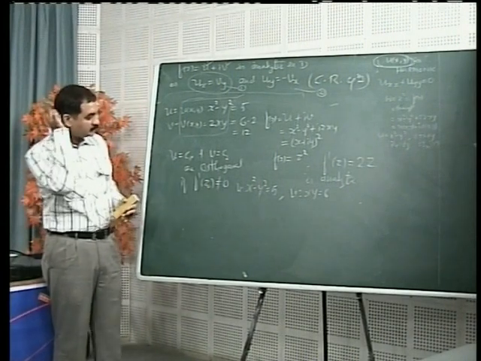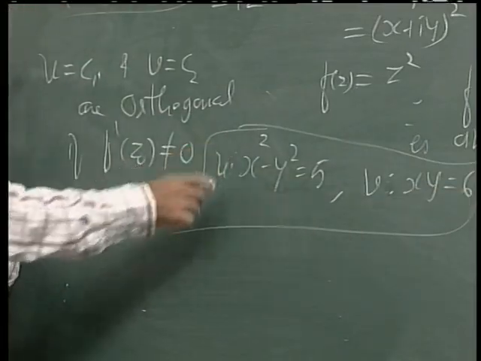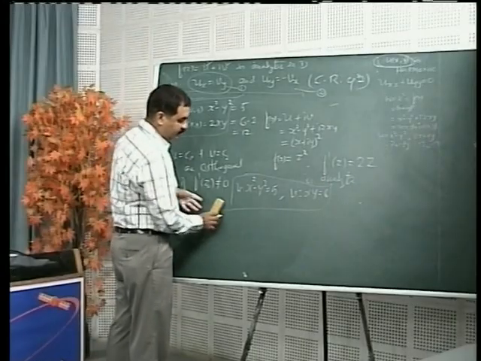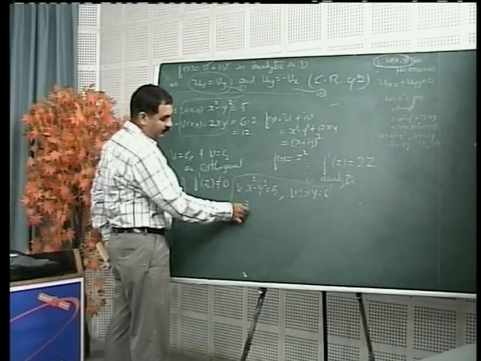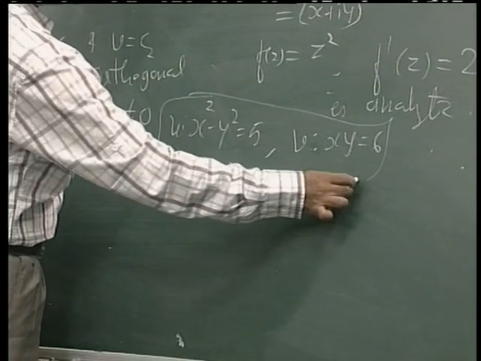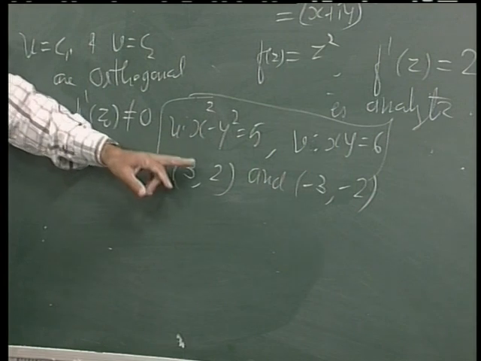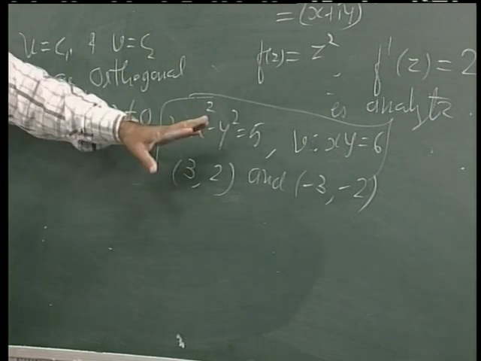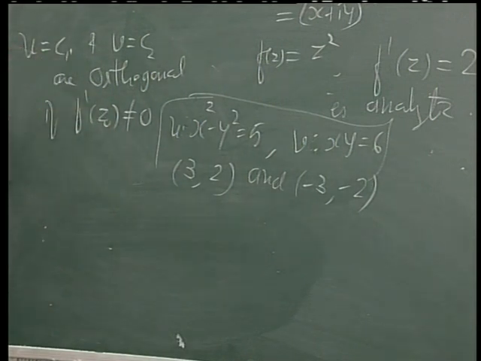Common points are 3, 2. See, what are the common points here? I am not going through the procedure of how we find them, but that's a simple calculation, one can do it. Common points are (3, 2) and (minus 3, minus 2). That can be verified here. 3 square is 9, 2 square is 4, so 9 minus 4 is 5, it is verified. 3 into 2 is 6, and similarly for minus 3 and minus 2. So these are the common points.